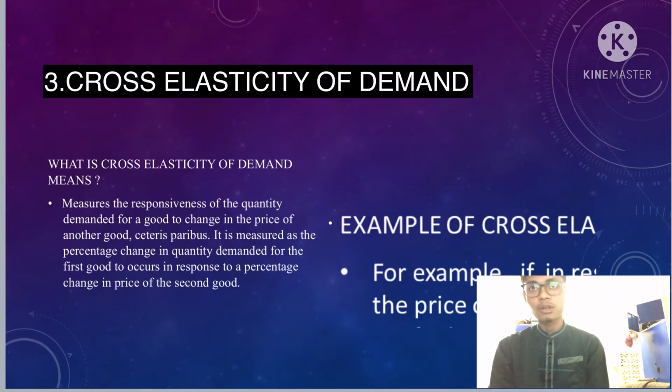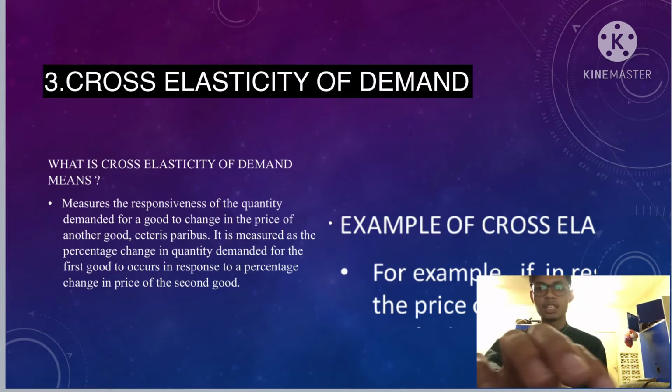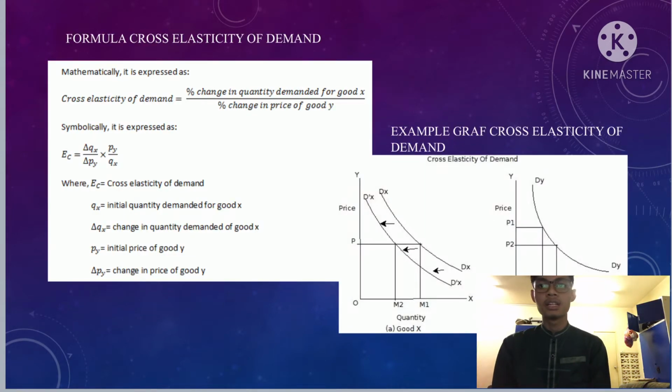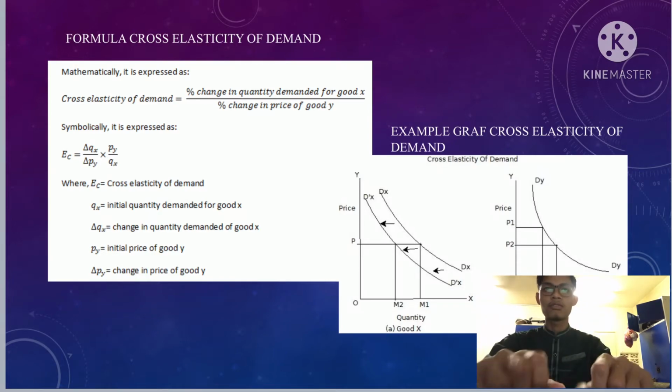Okay, and then an example of cross elasticity of demand. For example, in response to a 10% increase in the price of fuel, the demand for new cars that are fuel inefficient decreased by 20%. The cross elasticity of demand would be negative 20% divided by 10%, equal to negative 2. An increase in the price of fuel will decrease demand for cars that are not fuel efficient. Okay, and then this is the formula and example graph for cross elasticity of demand.